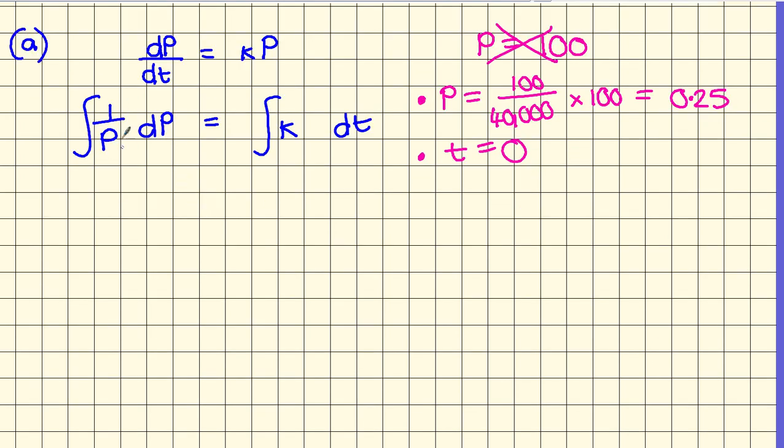So 1 over p: if you've ever got a fraction, do recheck if it's the special case. If you differentiate the bottom with respect to p, you just get 1. That's what I've got on top. So happy days, it's just ln of the bottom. Easy. So go on to the right hand side.